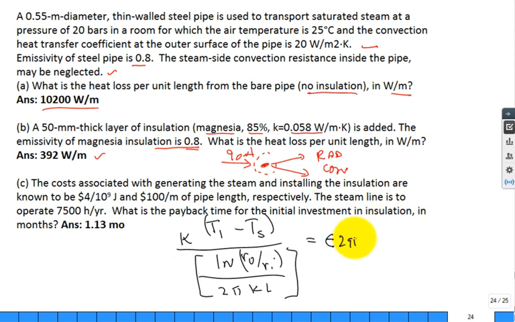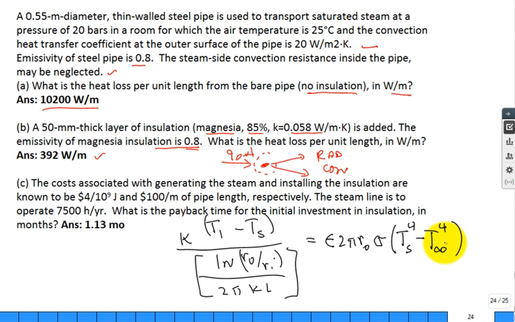2 pi r naught, the same r naught that's down here. And then you have the Stefan-Boltzmann constant. Then you have the temperature of the surface to the fourth minus the temperature of the surroundings to the fourth. Now, you have to pause for a minute.